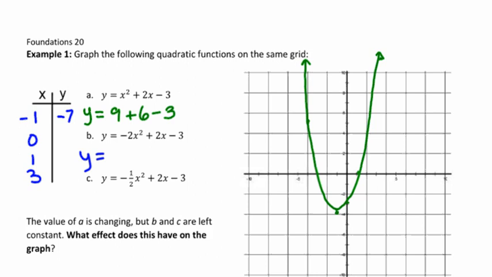Plugging in a 0 wherever you have an x again, that whole group will now be 0, so we're left with a -3. When we plug in 1, -2 times 1 squared is -2, plus 2 is 0, minus 3, we're left with a -3. And when we plug in a 3, 3 squared is 9 times negative 2 is negative 18. Plus 2 times 3 is 6. Minus 3, we get negative 15.